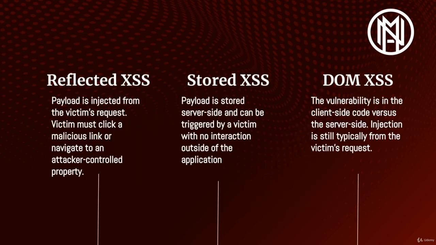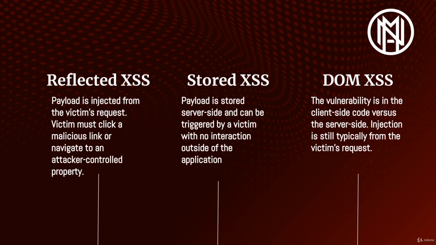So again, I've mentioned the different types of XSS. The two very, very common ones are reflected and stored XSS, and also there is DOM XSS, which we'll discuss in a little bit. The first one being reflected XSS, the payload is usually injected from the victim's request. Usually you have to click on a link because it is in the address bar of the website. So it could be something like example.com/something equals our payload.